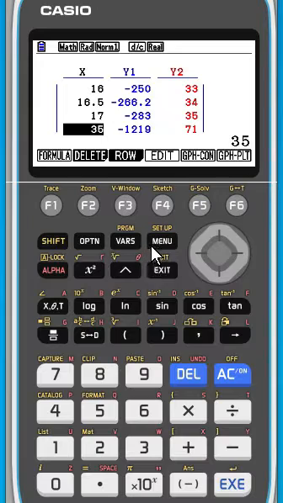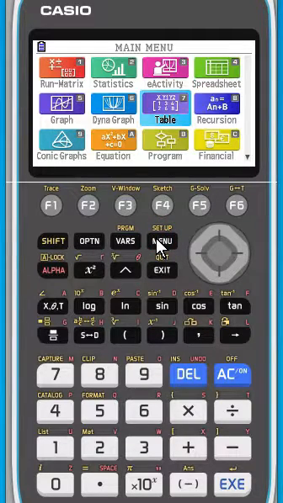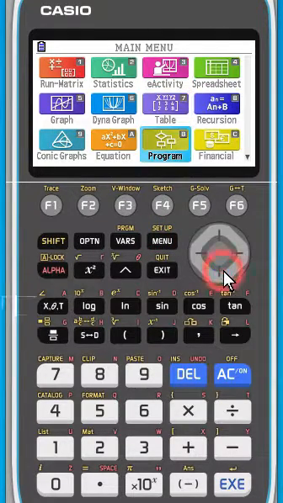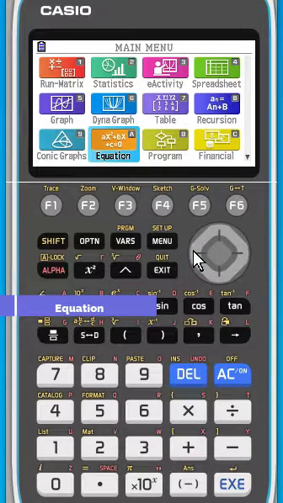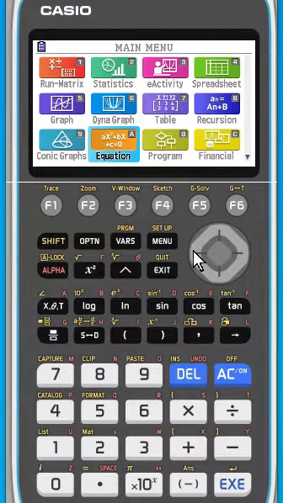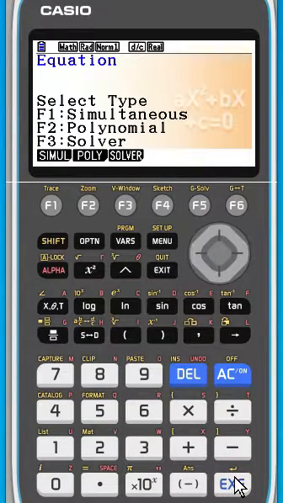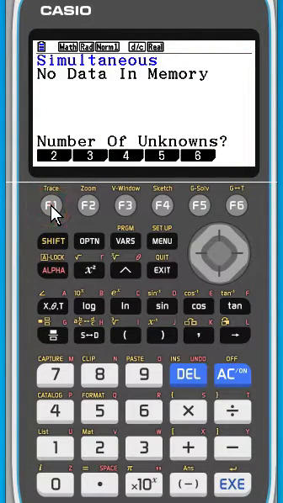Okay, let's go back to menu once again, and let's see the last function today, that is equation. So if you would like to solve any polynomial or simultaneous equation, you would come to equation. So I'll say execute, and it gives you three options: simultaneous equation, polynomial, or solver. So let's say we would like to do a simultaneous equation. Hit F1. Now it asks you how many unknowns. So I would say okay, two unknown only. So hit F1.